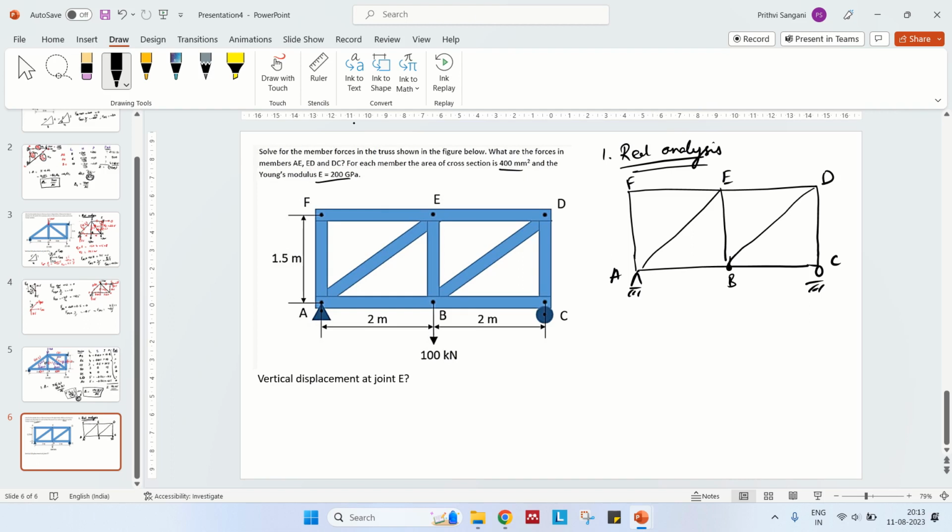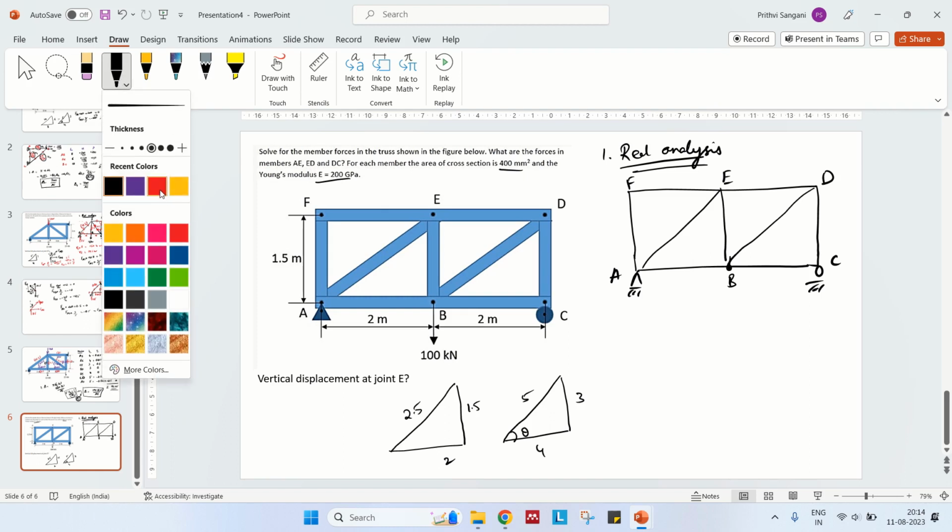Again, this is similar to this. This is 4, this is 3, this is 5. So everything is divided by 2. It's kind of a similar triangle, so this is 2.5. Otherwise, you can find theta and then cos theta. Cos theta is 4 by 5, theta is around 53 degrees. Instead, you can simply do it with the geometry.